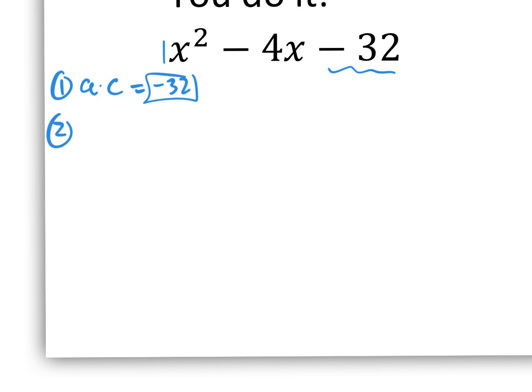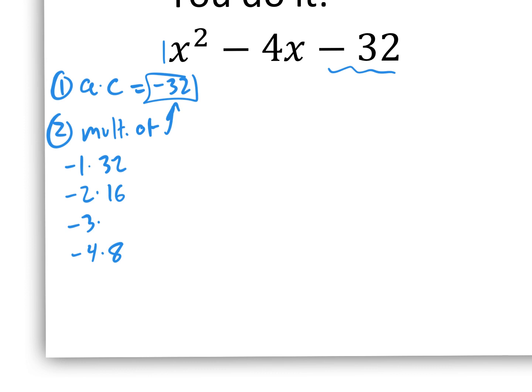Step 2, think of the multiples of negative 32. So make a list, right? You're going to start with negative 1 times 32. Negative 2 times 16. Negative 3 times, it doesn't work. Negative 4 times 8. And that's it. If you tried negative 5, it doesn't work. Negative 6, it doesn't work. Negative 7 doesn't work. If you get to negative 8, you're back to the 8 times 4. So this is all the combos that work. There's only 3 possible options.